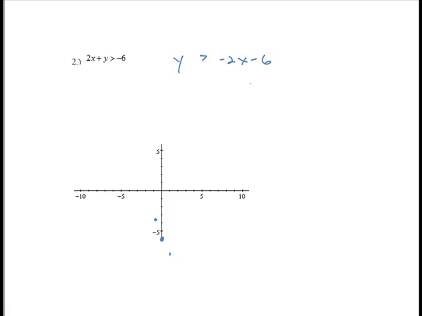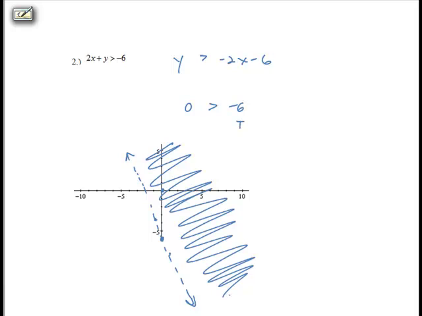The inequality sign is strictly greater than, so we show that with a dotted line passing through these points. And now we just have to determine what side of this line gets shaded. We can use the origin again, so determine if the origin is a solution to this inequality. If we plug it in, 0 is greater than -6, which is true. So therefore our test point, the origin, is a solution. So therefore every point on this side of the line will be a solution. So in this particular case, the solutions are just in the shaded region.